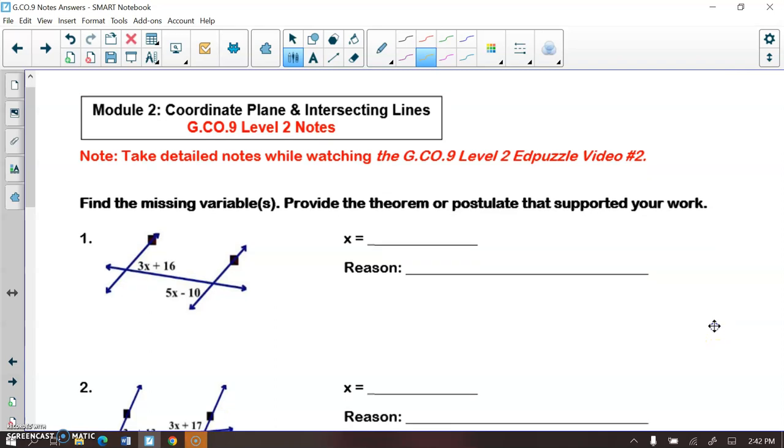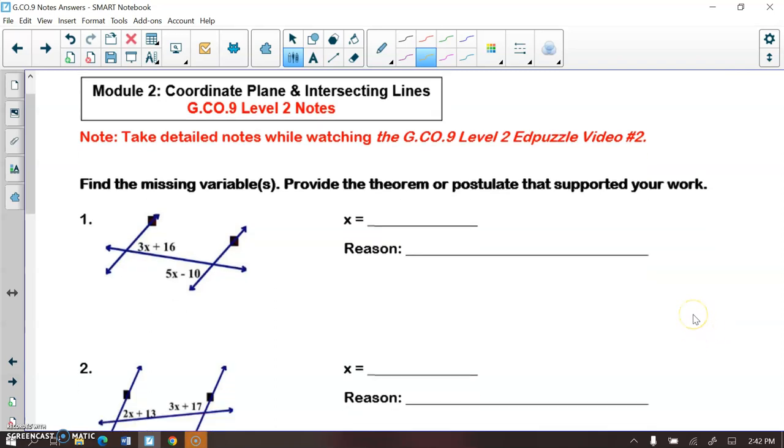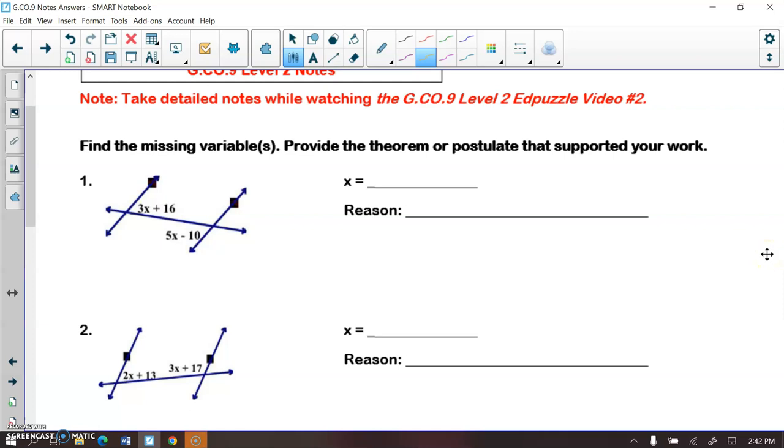Okay, so we're going to find the missing variables and the theorem or postulate that supported our work. Now on this one, these are parallel lines. They do have some type of marking on them. It's not an arrow, but they're squares or rectangles.